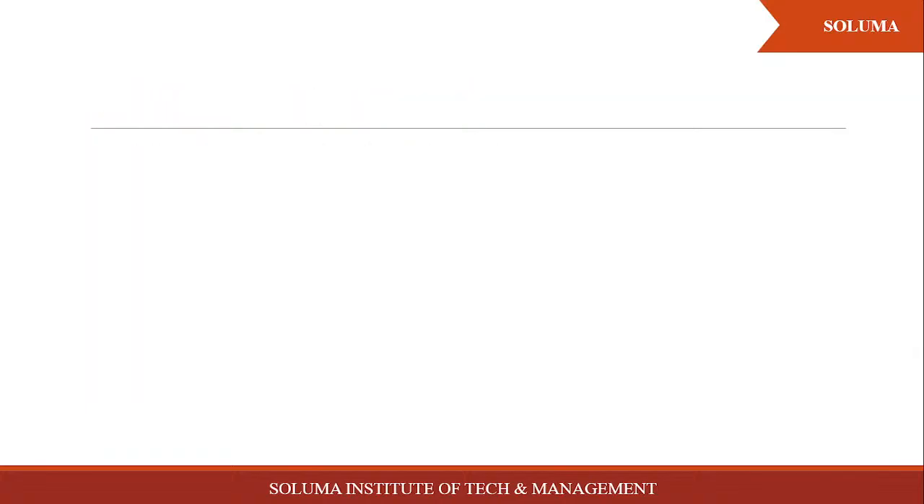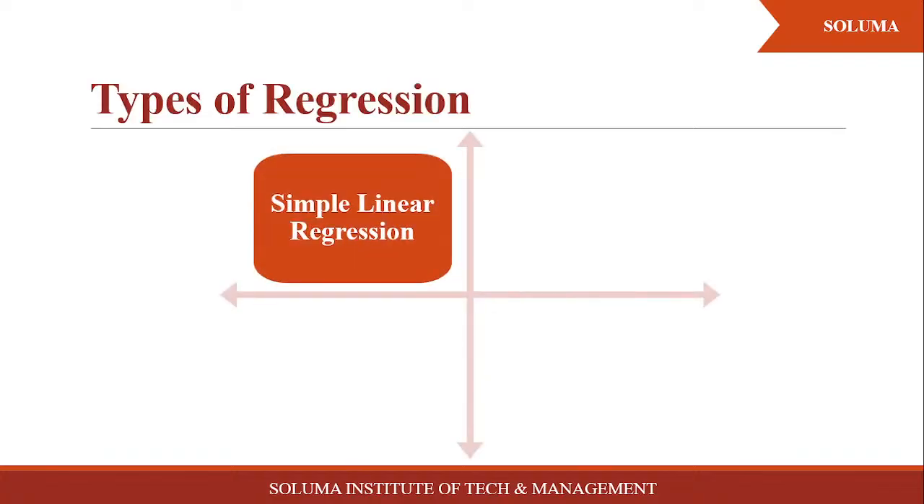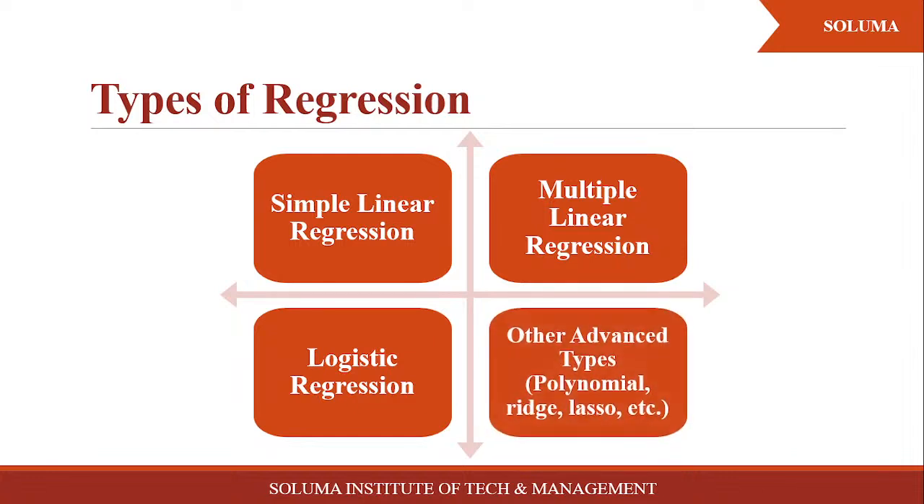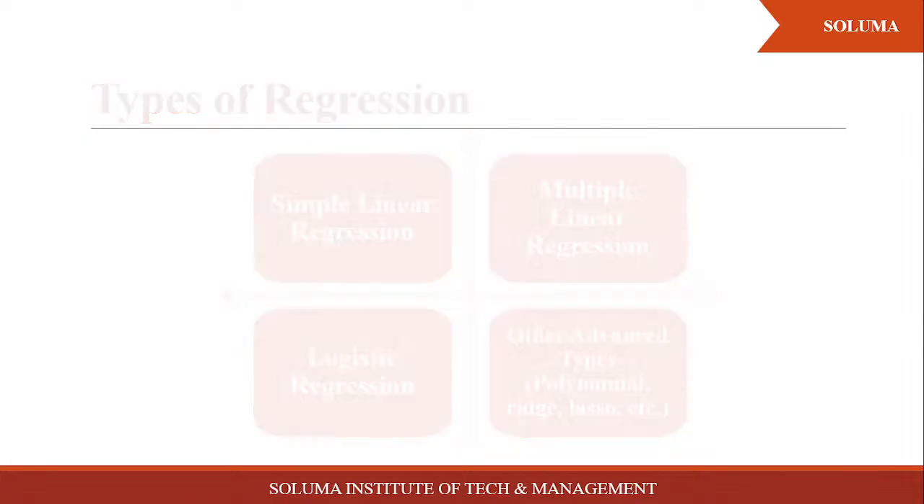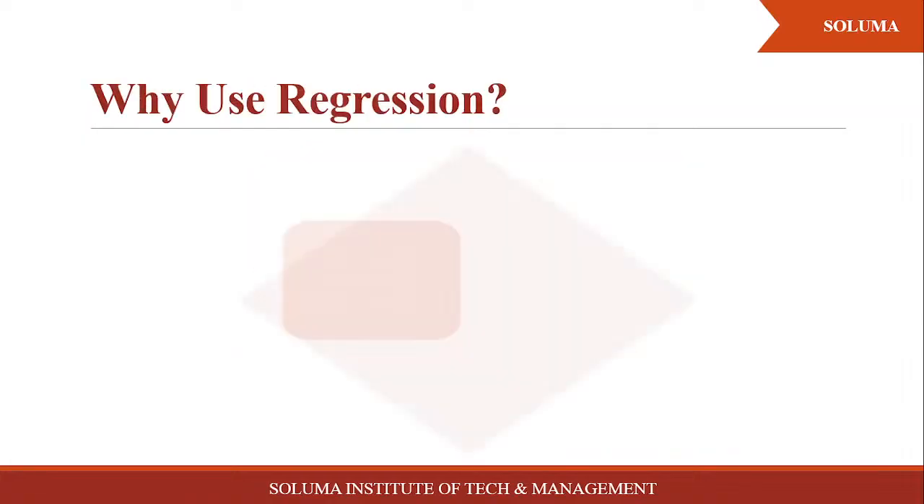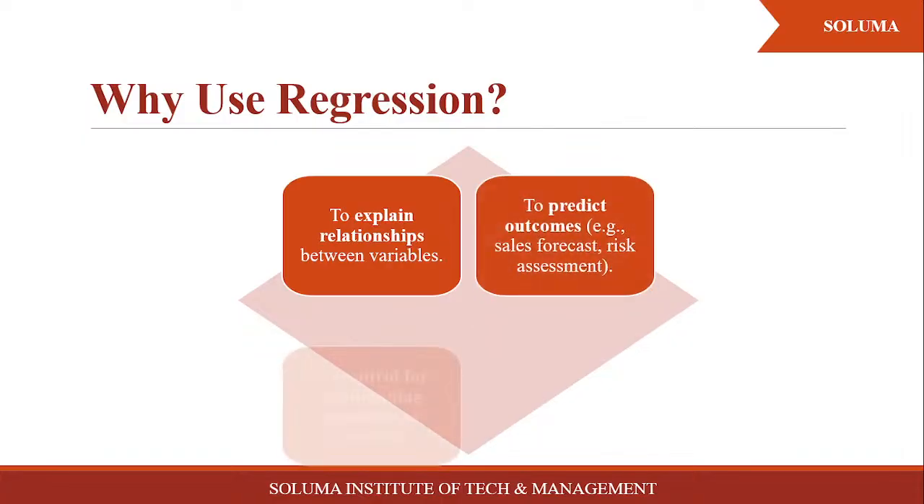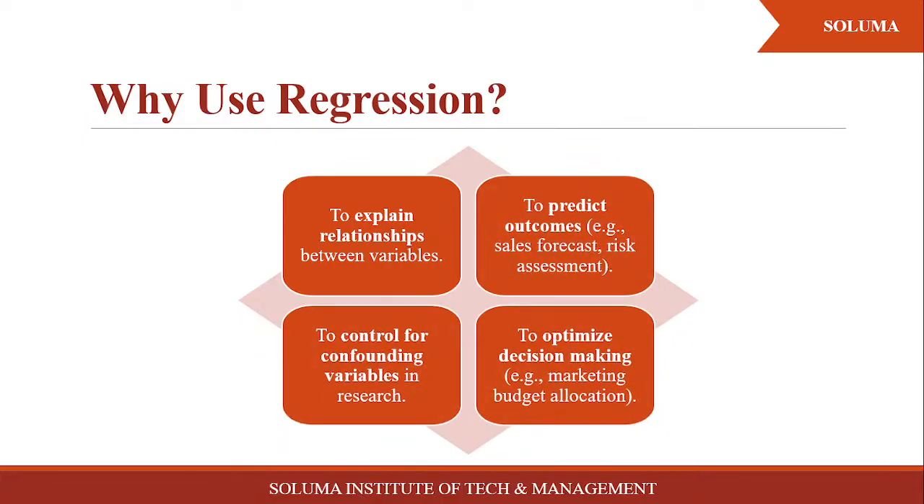We talked about this, and then we talked about the types of regression: simple, linear, multiple, logistic, and other advanced ones like polynomial, which we explained each and every one of them, what it stands for. And then that is where we wrap up why use regression, and this is where we wrap up to go into the practical section.